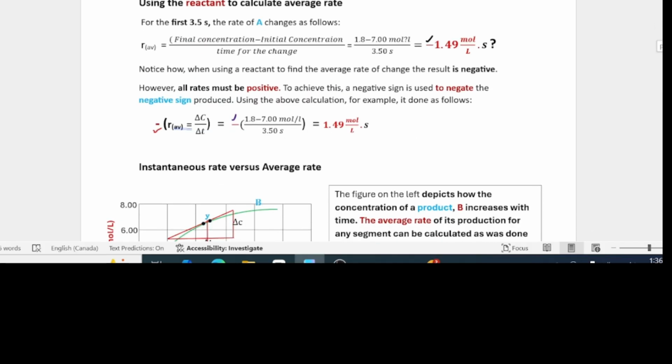Now we'll use the reactant to calculate the average rate, and we'll use the reactant A to calculate the average rate for the first 3.5 seconds.